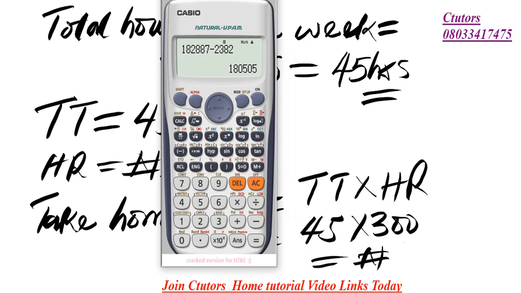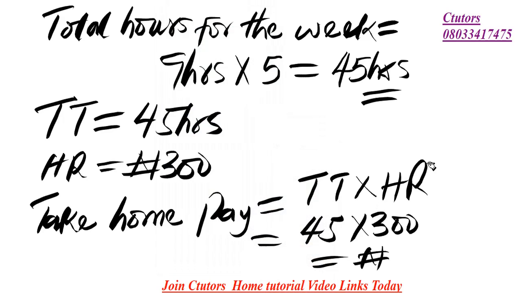So let's use our calculator to know what is happening here. We're having 45 multiplied by 300, and this will give us 13,500 naira. So what it means is that this man makes 13,500 every week. So this becomes your answer to that question. He is paid according to time.